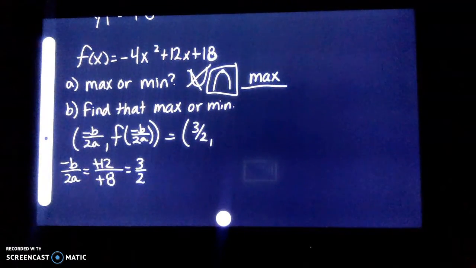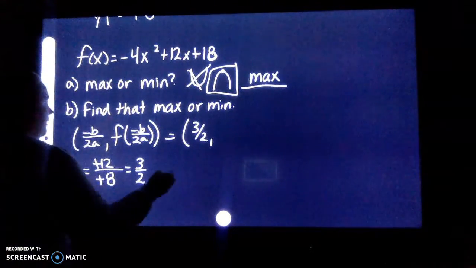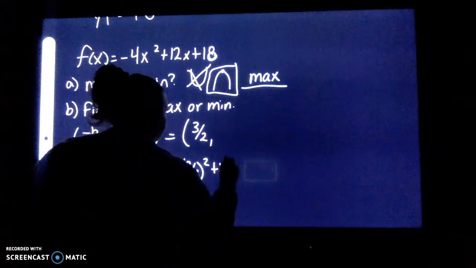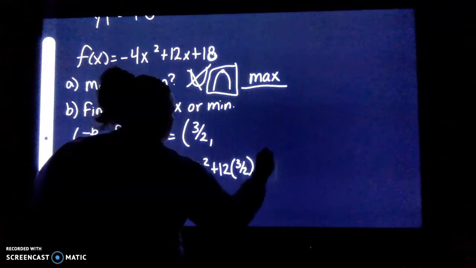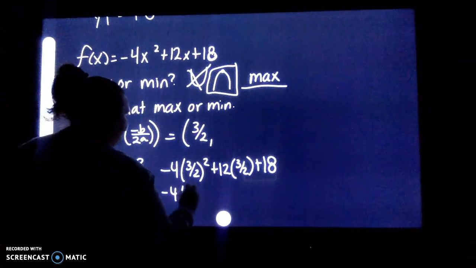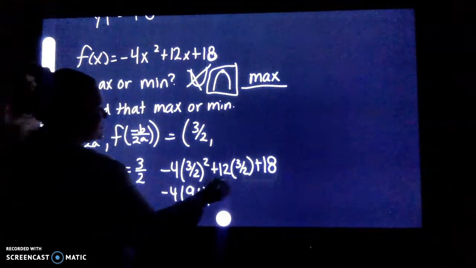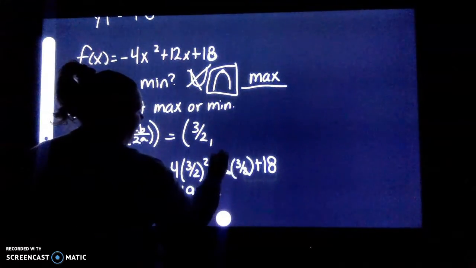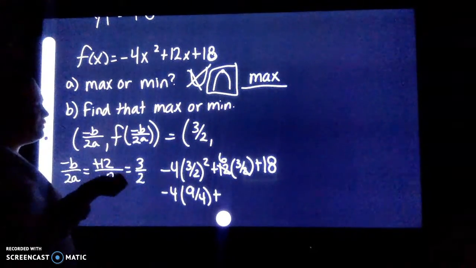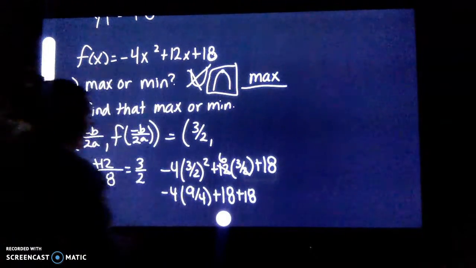Now I need to find my y-coordinate by taking that 3/2 and plugging it into the function for x. So I have -4 times 3/2 squared plus 12 times 3/2 plus 18. I need to square the 3/2, which gives me -4 times 9/4 plus, from here I can look and see that this 2 is going to cancel out some of the 12 that I have, and it's going to turn into a 6. So I basically just divided both by 2. And then 6 times 3 is 18. And then I have the plus 18 at the end as well.